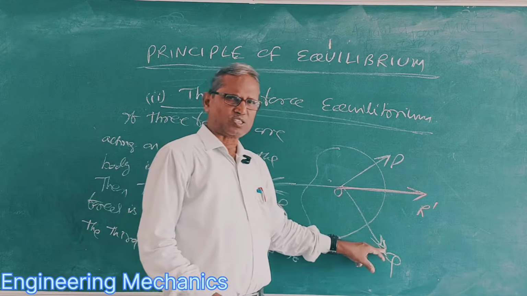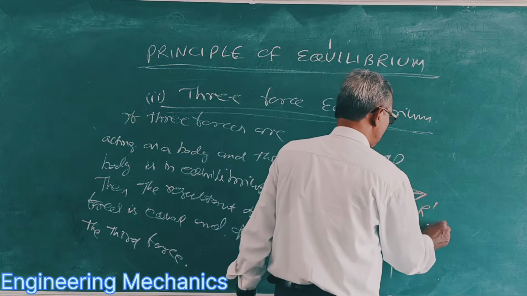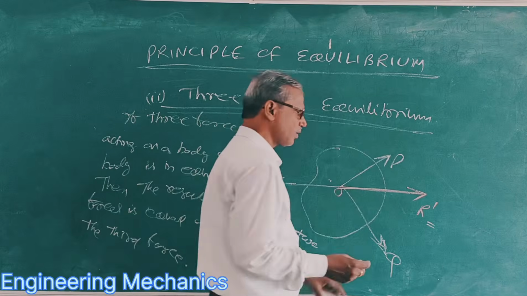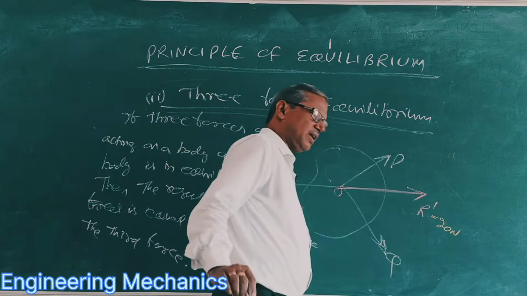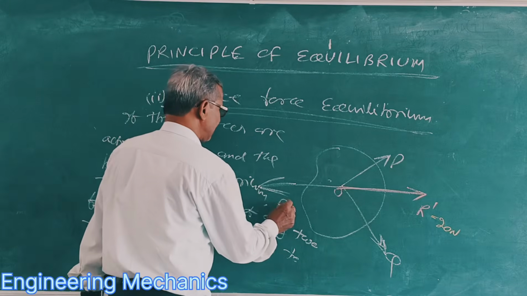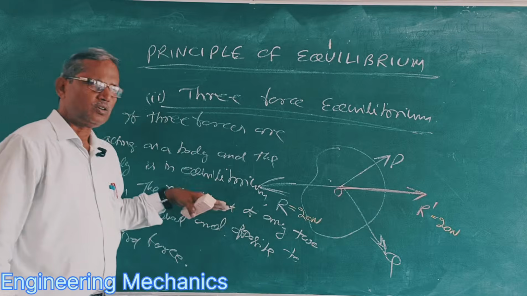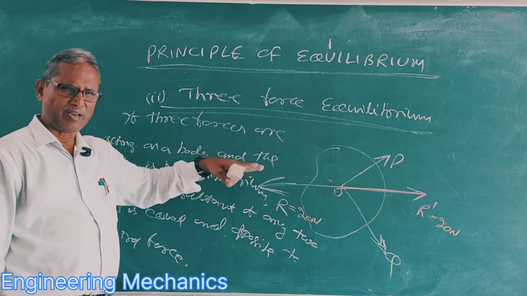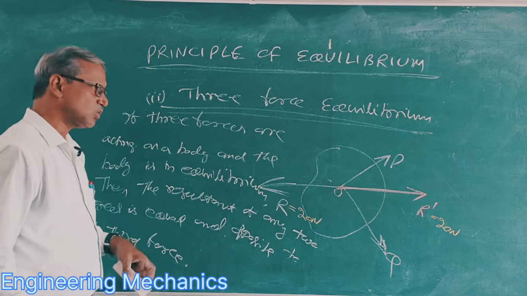Now P and Q are two forces, its resultant is R dash. Suppose R dash is equal to 20 Newton. Clear? And R is a magnitude of 20 Newton. Both are acting in the same line but opposite direction. Same line but direction is opposite. Magnitude also equal. So what is the net force?